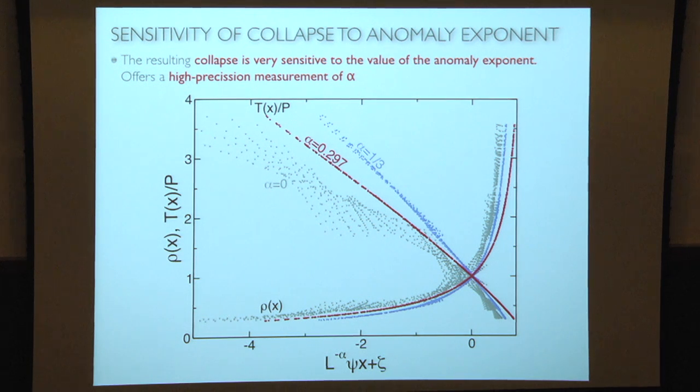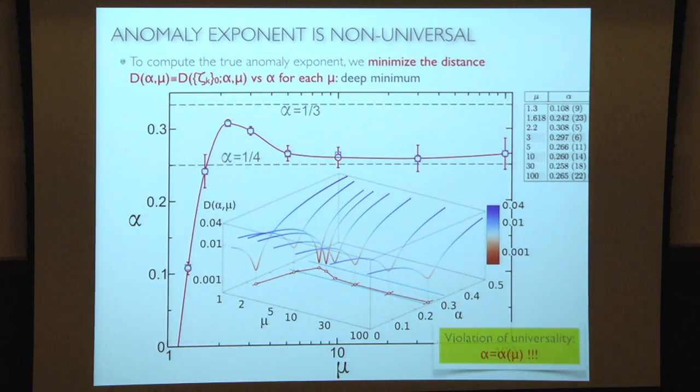Okay? Does the optimal alpha change with the mass? Yes, that's the point. That's where I'm going. So this is the optimal alpha. That's why I'm calling this violation of universality, in the sense that within the nonlinear fluctuating hydrodynamic picture, we expect that this alpha should be universal and should be this 1/3, which should belong to the Kardar-Parisi-Zhang universality class.